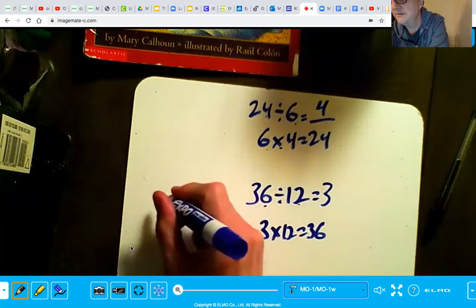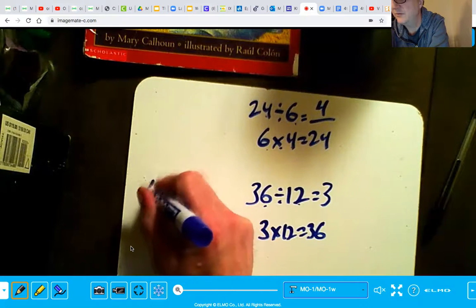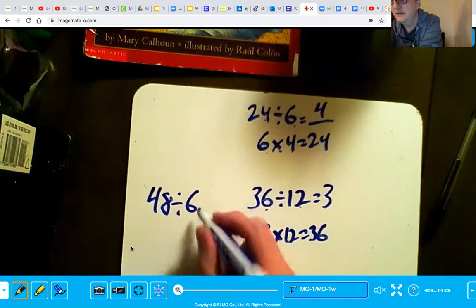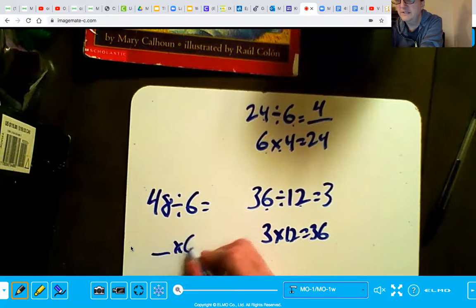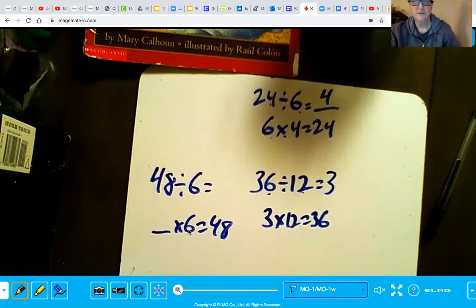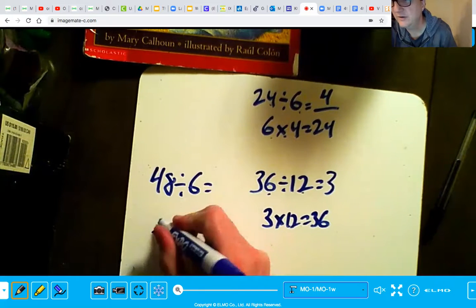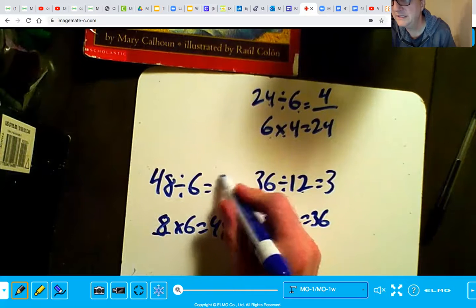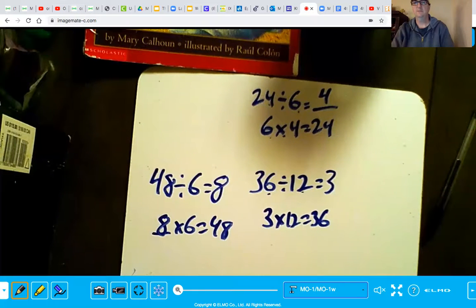So like, let's say we have 48 divided by 6. You can look at it this way. What times 6 equals 48? Well, if you know your multiplication facts, you know 8 times 6 equals 48. So that means 48 divided by 6 equals 8. So that's one good strategy, knowing the connection between multiplication and division and knowing your multiplication facts.